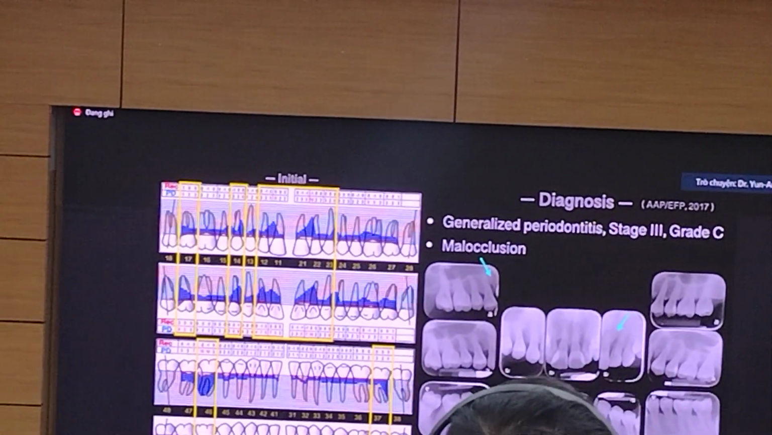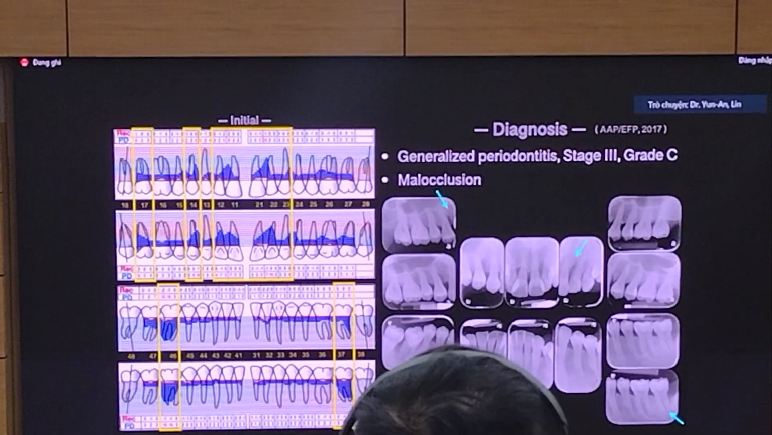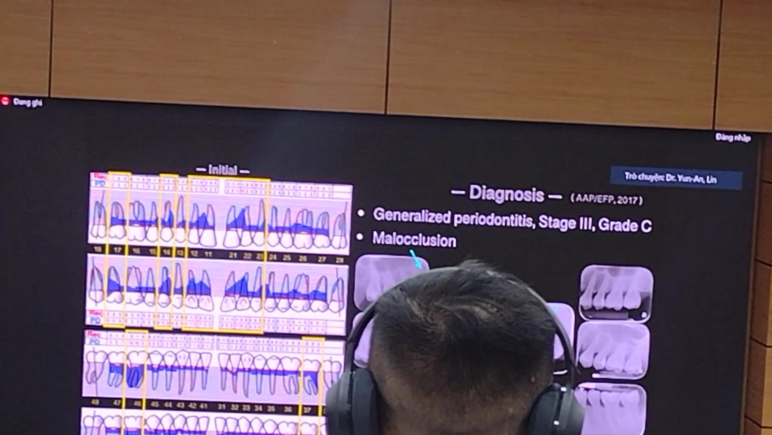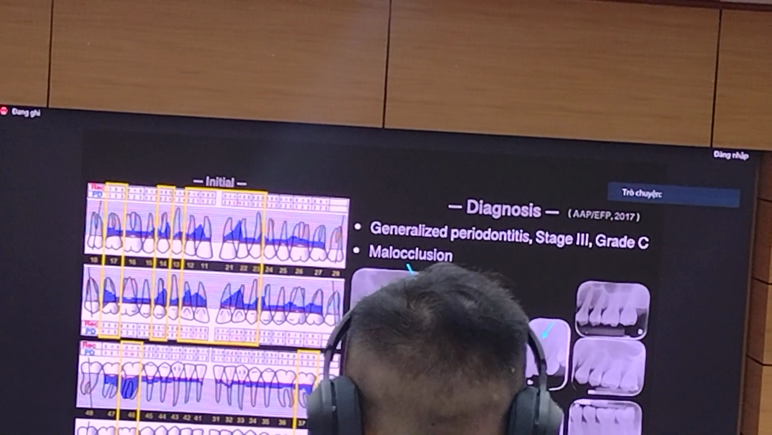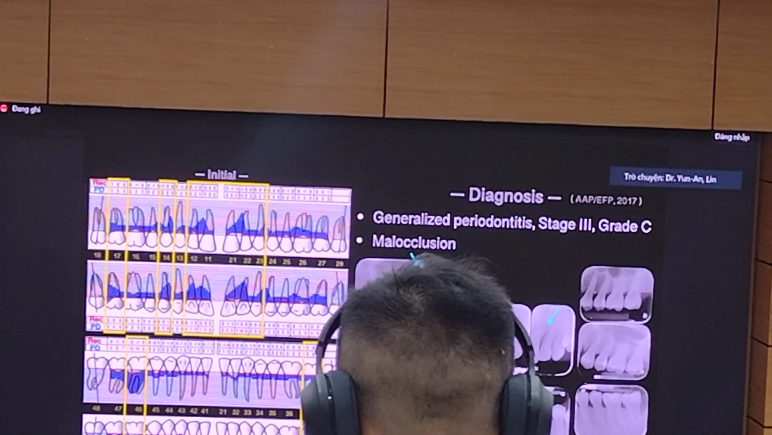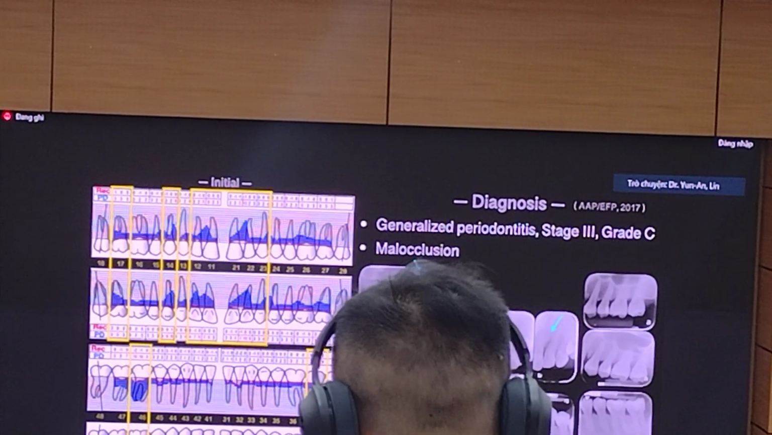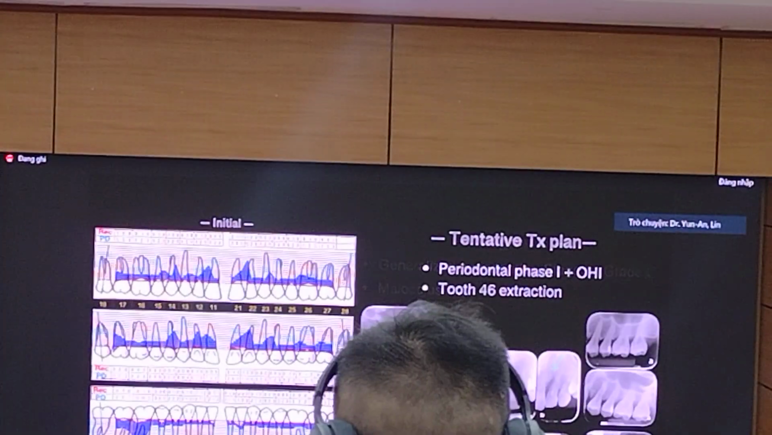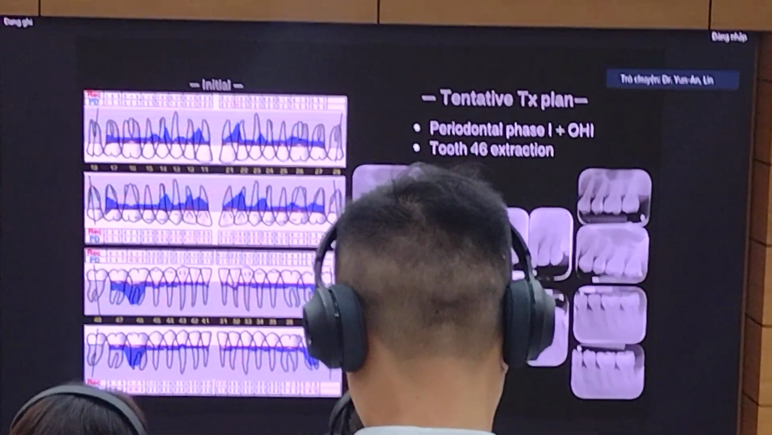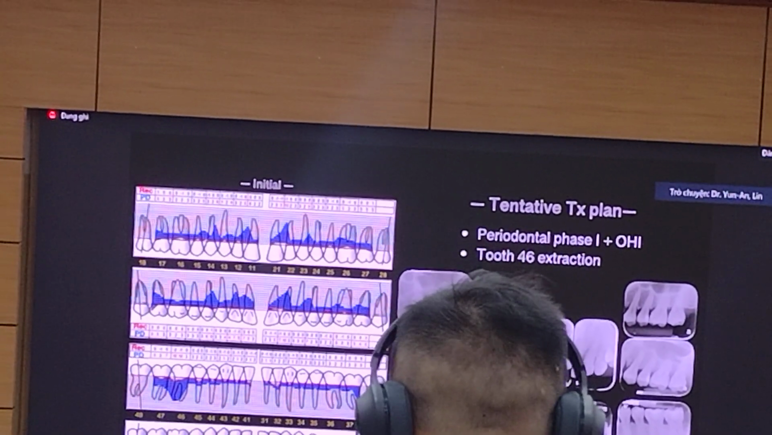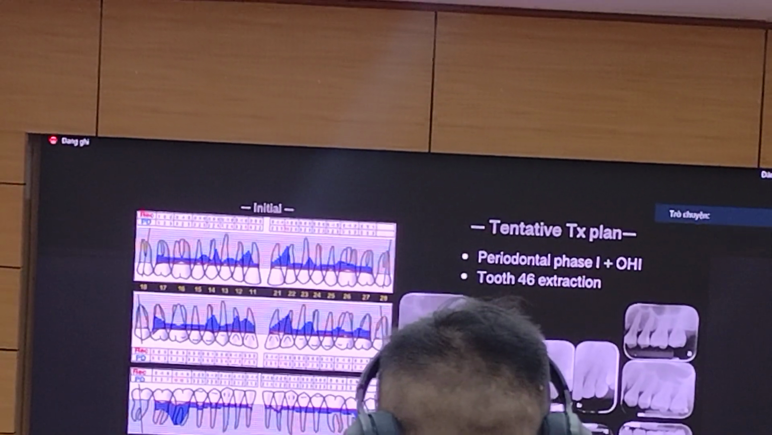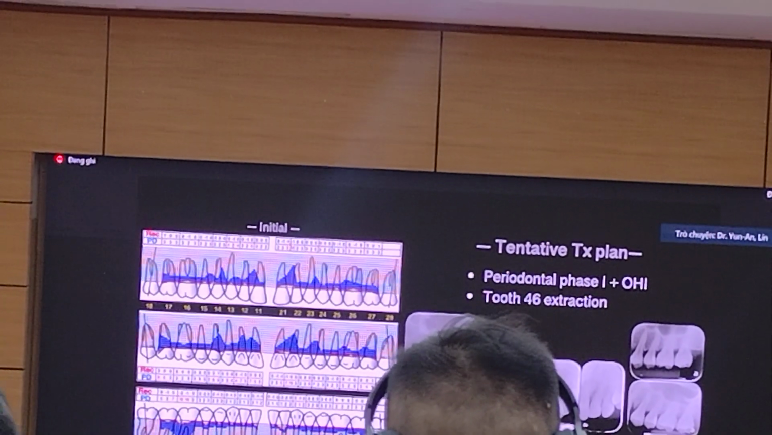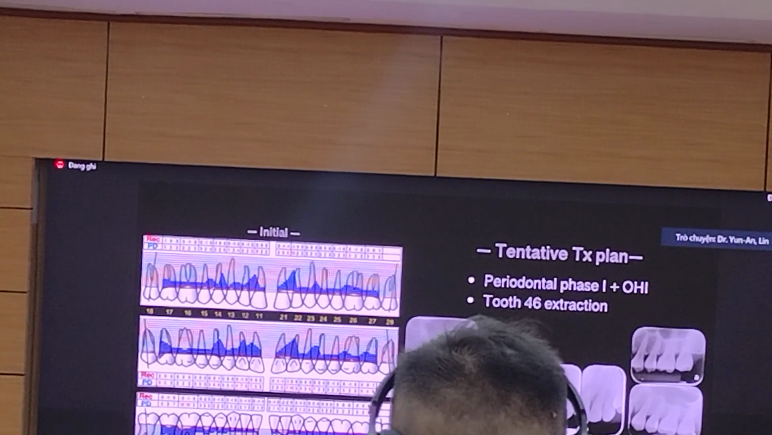The patient also has malocclusion and deep periodontal pockets at tooth 27 and tooth 46. As a result, the diagnosis was generalized periodontitis, stage 3, grade C, and malocclusion. A tentative treatment plan was periodontal phase 1 treatment with oral hygiene instruction and tooth 46 extraction. Also, we suggested the patient receive orthodontic treatment. However, she wanted to consider it.